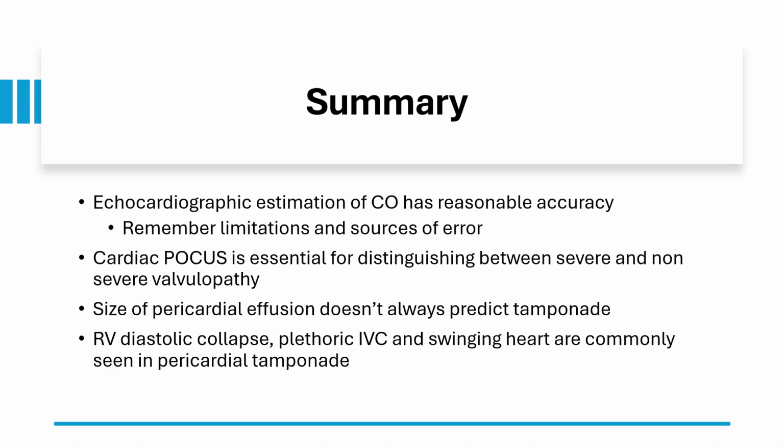So let's summarize. Echocardiographic estimation of cardiac output has reasonable accuracy, but it is important to keep in mind the limitations and potential sources of error. Cardiac ultrasound is essential for distinguishing between severe and non-severe valvulopathy. Size of pericardial effusion doesn't always predict tamponade. Right ventricular diastolic collapse, plethoric IVC, and swinging heart are commonly seen in patients who have pericardial tamponade.